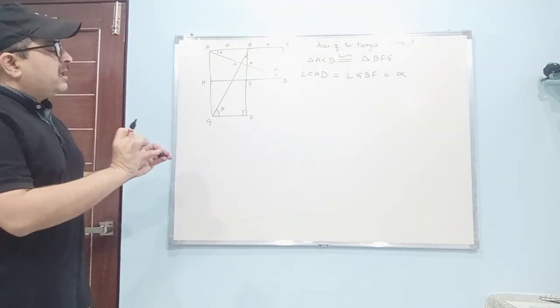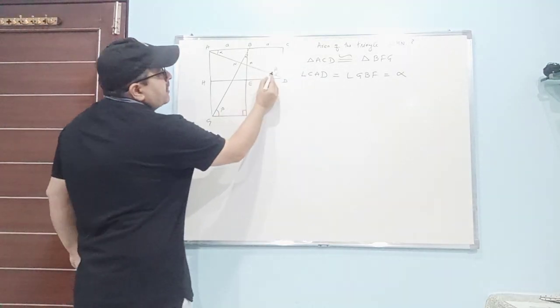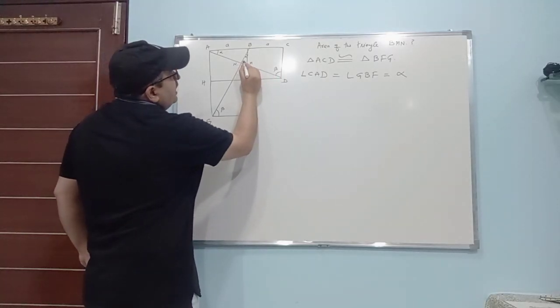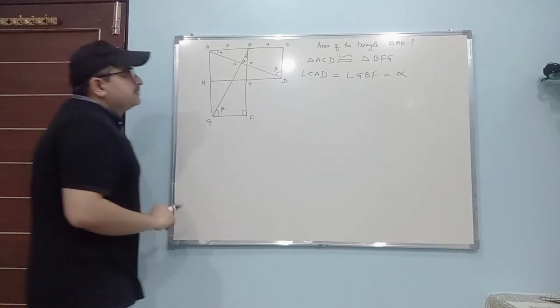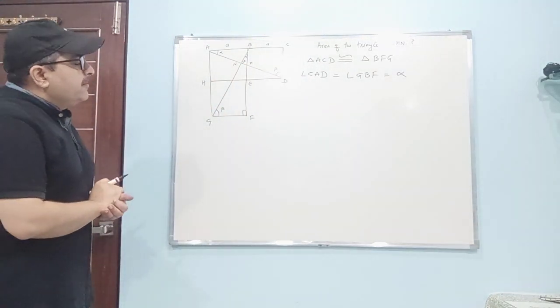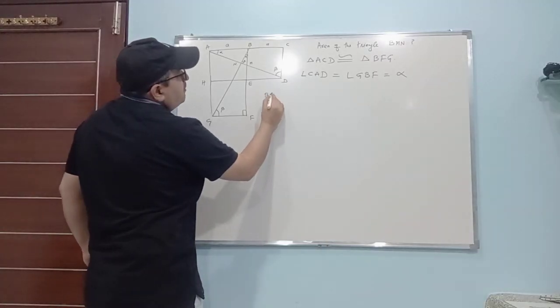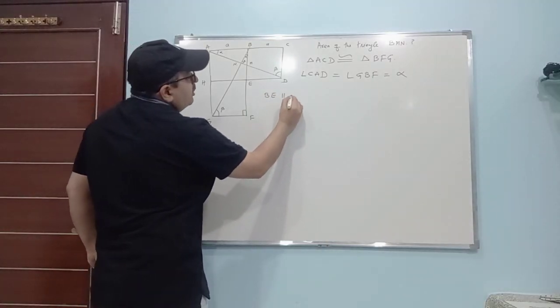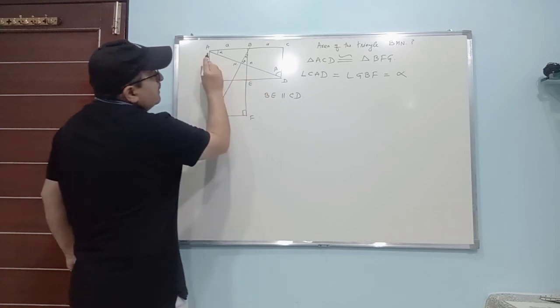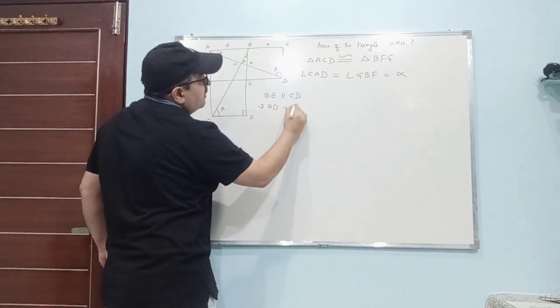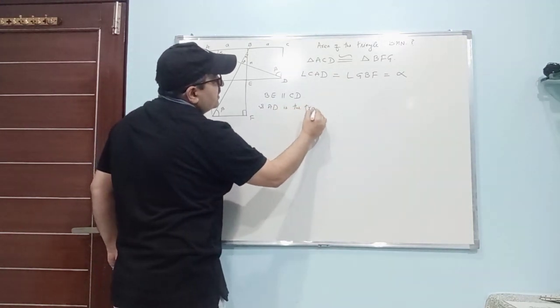और अब यहां पर एक बड़ी प्यारी चीज आती है कि अगर ये एंगल बीटा है तो ये एंगल भी बीटा होगा। किस तरीके से? बिकॉज यू नो BE is parallel to CD, and AD is the transversal.